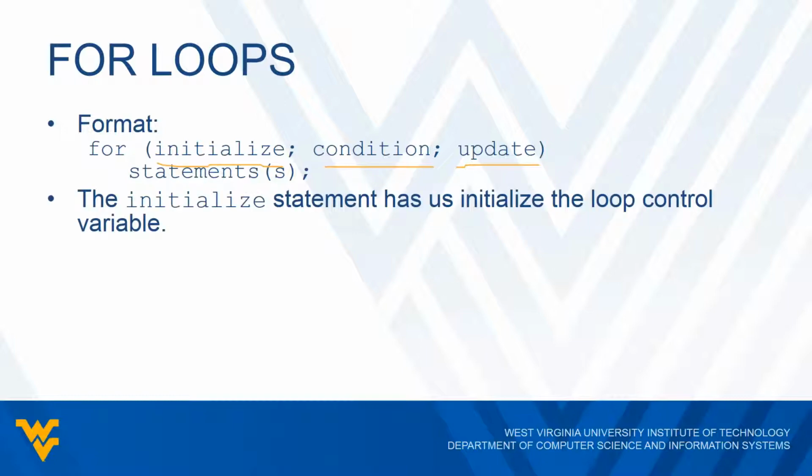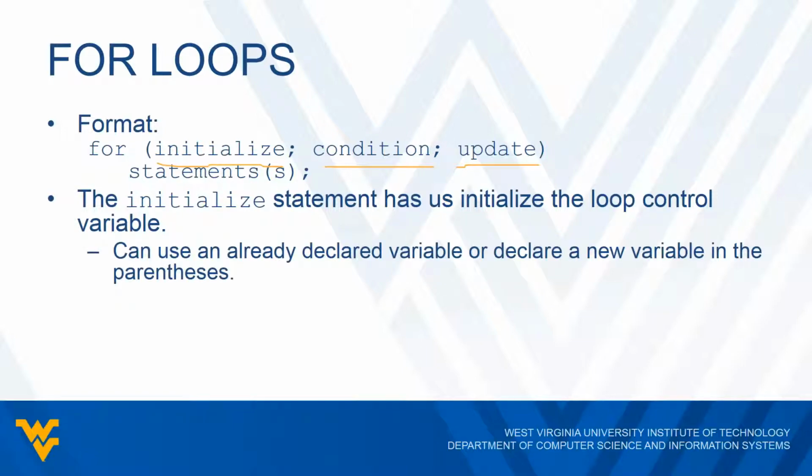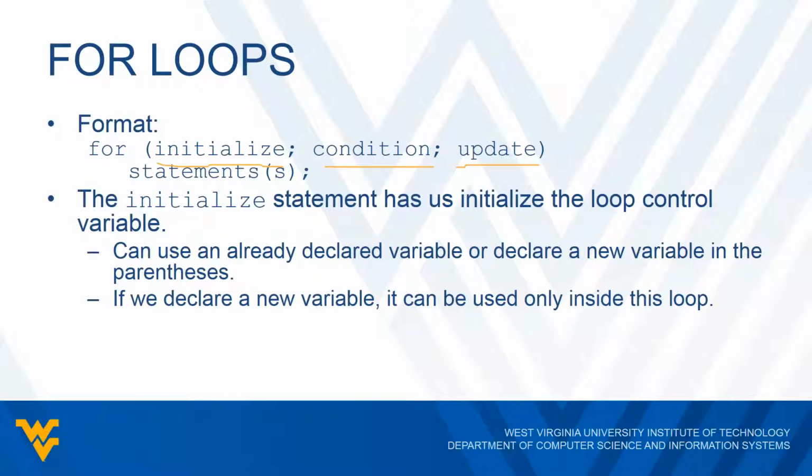The initialize statement has us initialize our loop control variable. So what we can do is we can already use some variable that we declared previously, or we can declare a new variable inside the parentheses. Now, if we do declare a new variable, it can only be used inside this loop. So if I declare something in my initialize statement, I'm not allowed to use that variable outside of the loop. Java will just say we can't find it.